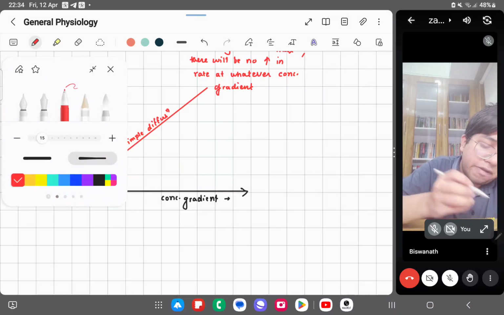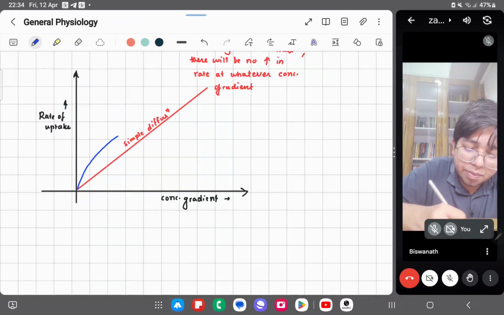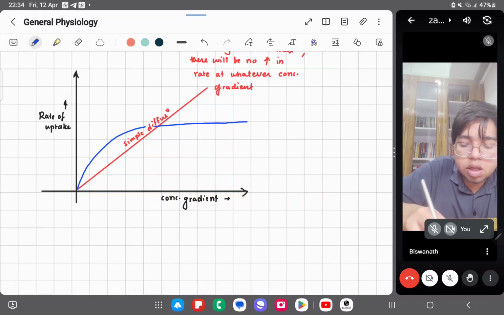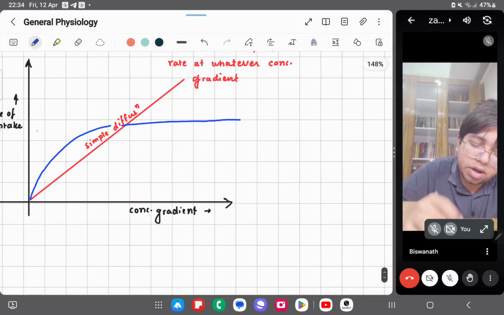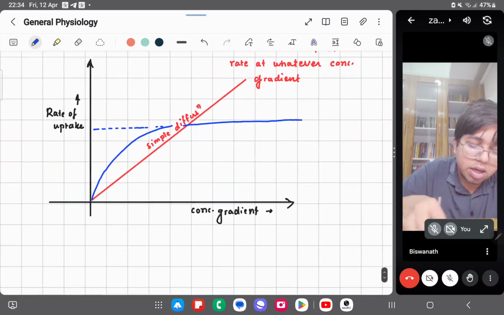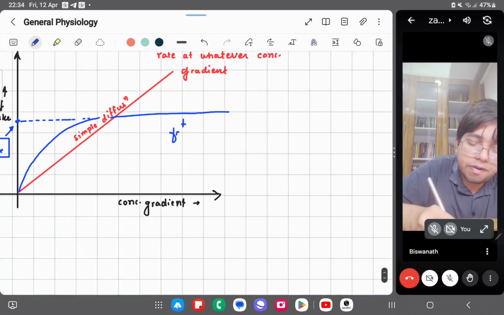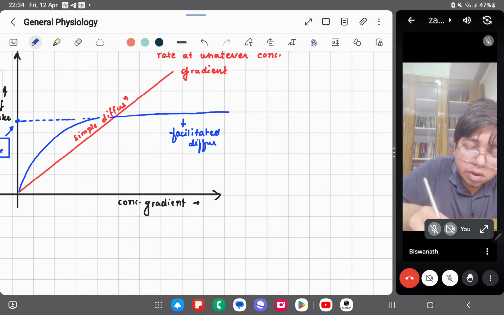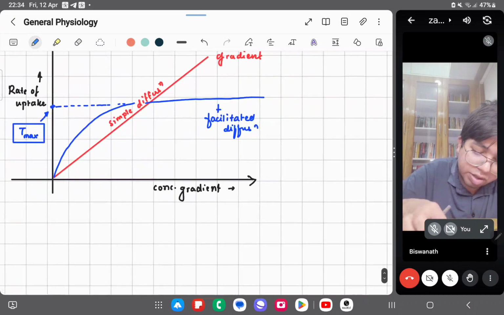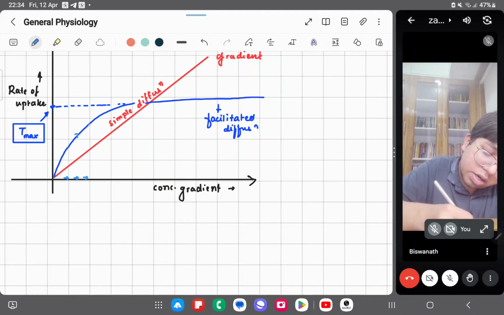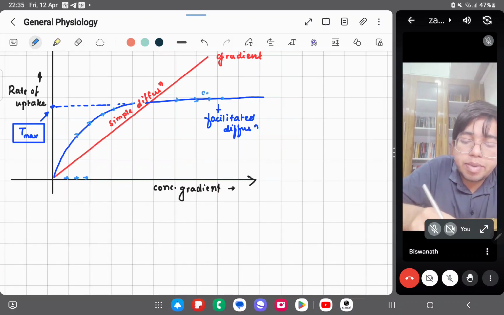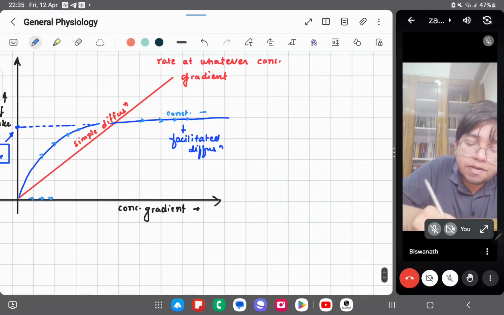But for the facilitated mode of diffusion, this will occur. This is the maximum rate of uptake. Let's say where we have reached the T max, the maximum rate of uptake. This is for facilitated diffusion. You go on increasing the concentration gradient. At some point it goes on increasing, but after some point, when there is saturation, it remains constant. It remains constant here. And this constant phase is called the plateau phase.